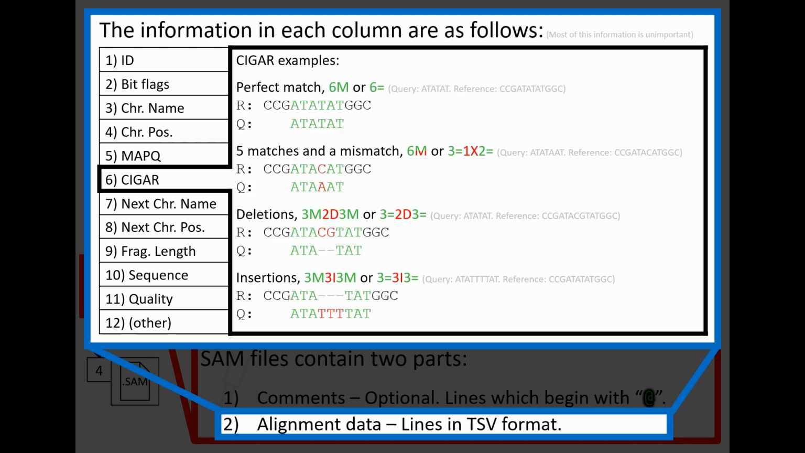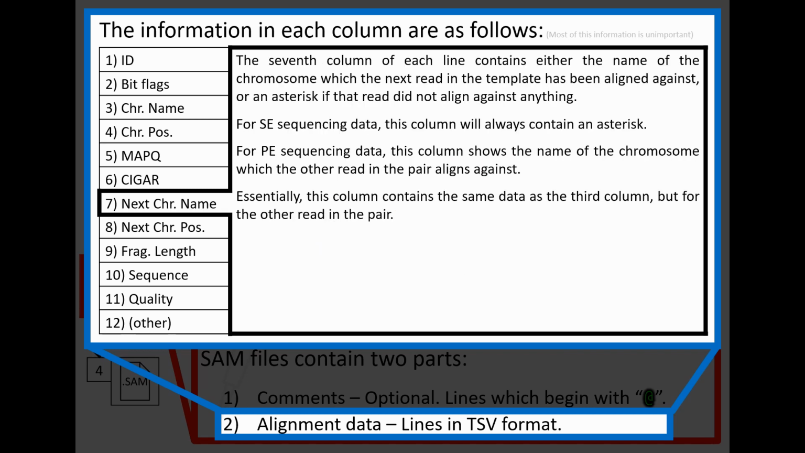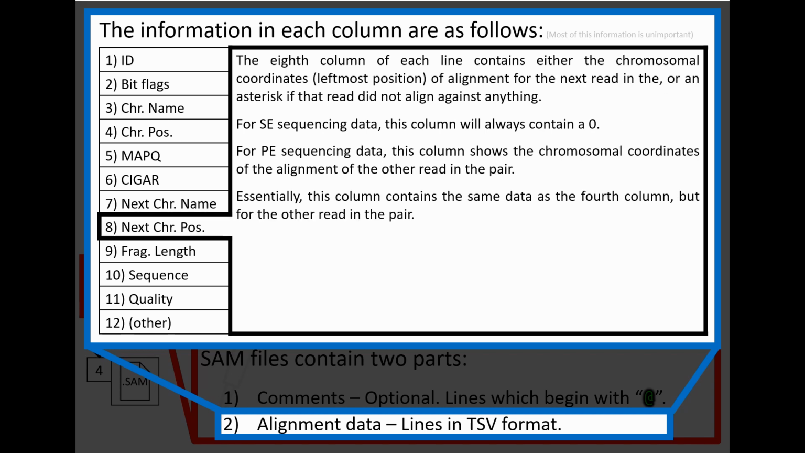On this slide, we have several examples. The main thing to note is how 6M can be used to denote 6 aligned nucleotides, whether they are all perfect matches, like in the first example, or whether they contain some mismatches, like in the second example. The 7th and 8th columns function like the 3rd and 4th, in that they contain a set of genomic coordinates following the same set of rules. However, these coordinates are for the alignment results of the other read in the read pair. For single-end sequencing, where there are no read pairs, the 7th column will always contain an asterisk. Similarly, the 8th column will always contain a 0 for single-end sequencing data.